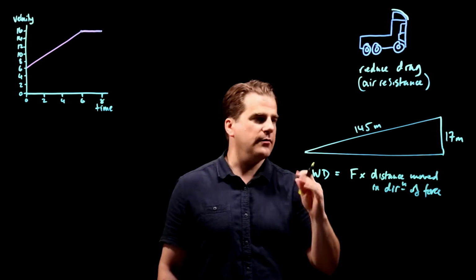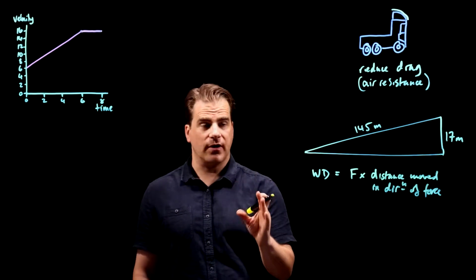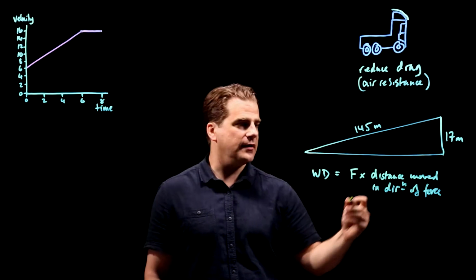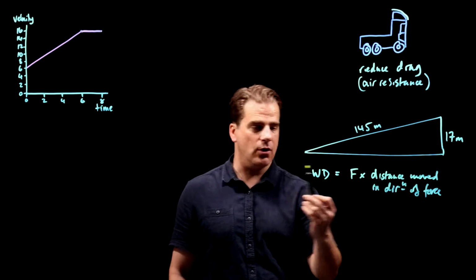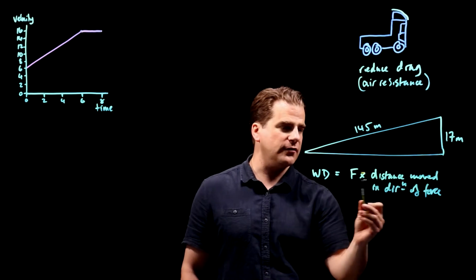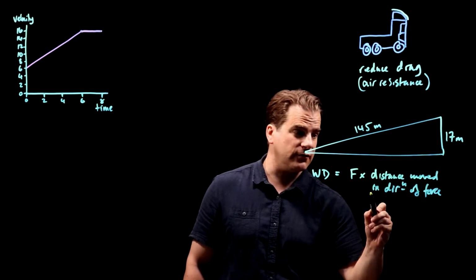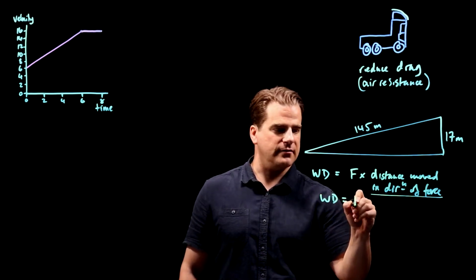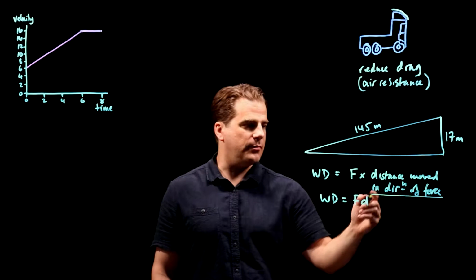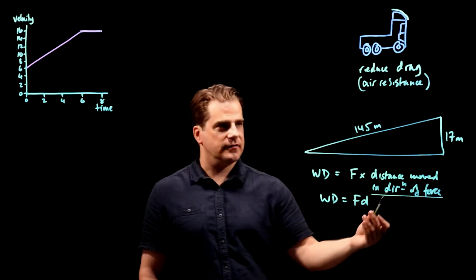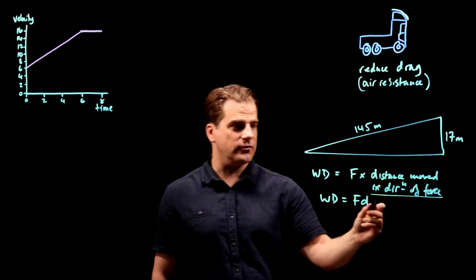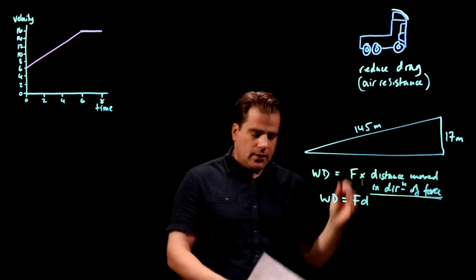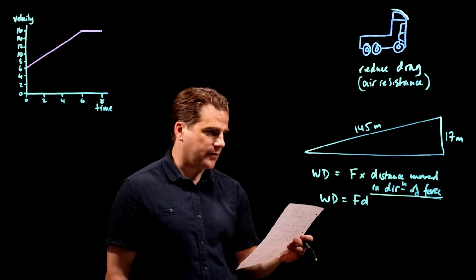I would recommend, because that's the full and correct definition in this case, to write that out as a sentence. Show the examiner that you know that it's force times distance moved in the direction of the force. Or you can just write work done is force times distance. But take the opportunity to show the examiner you know what you're talking about and include in the direction of the force. All that for 1 mark.